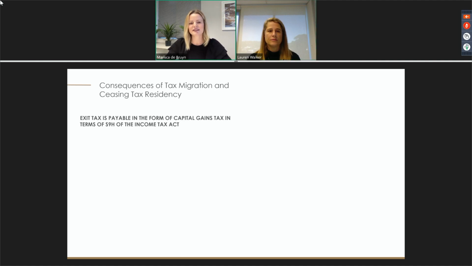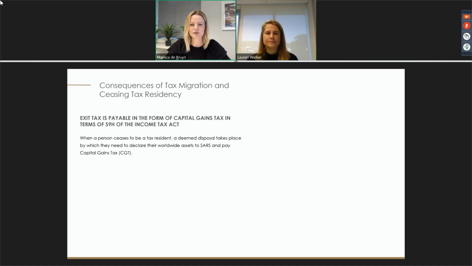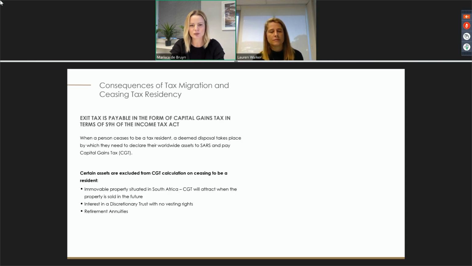Yes. So the exit tax is basically just capital gains tax that you're going to pay on your worldwide assets. It's a deemed sale of your worldwide assets on the day before you cease tax residency. You can look at it this way: the resident you is selling your assets to the non-resident you. So you don't physically have to sell your assets, it's just deemed. A few assets are excluded from this deemed sale, and that is fixed property in South Africa. The reason is that residents and non-residents pay the same capital gains tax on fixed property. So if you sell your fixed property in the future, the non-resident will pay the capital gains tax. For that reason, there's no deemed sale on that one.